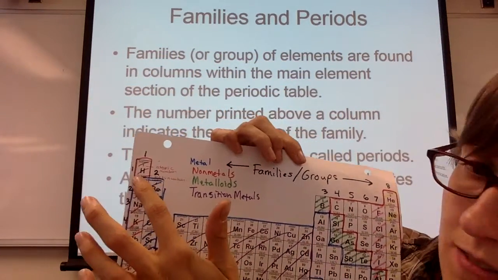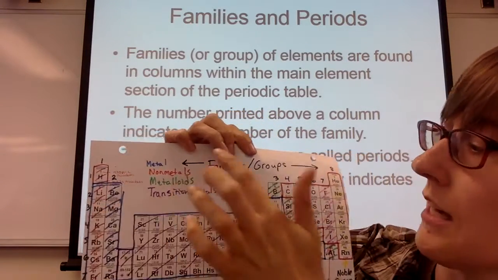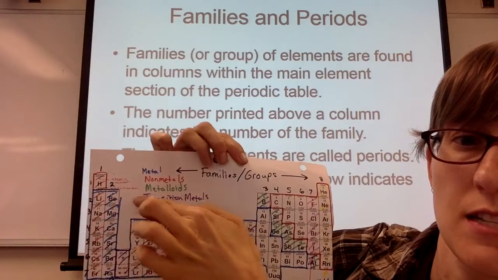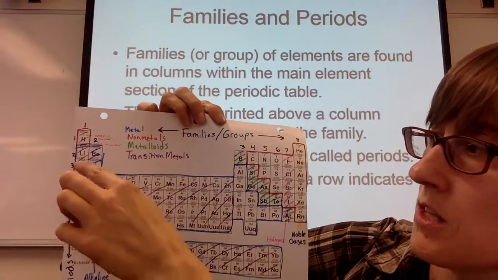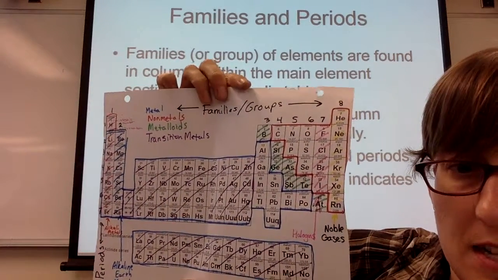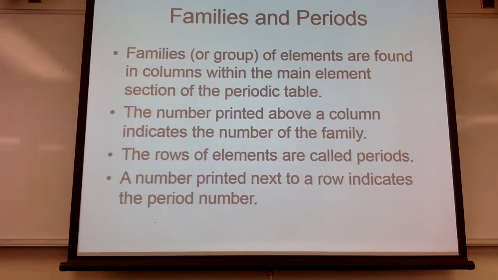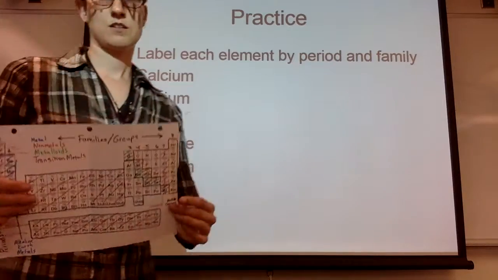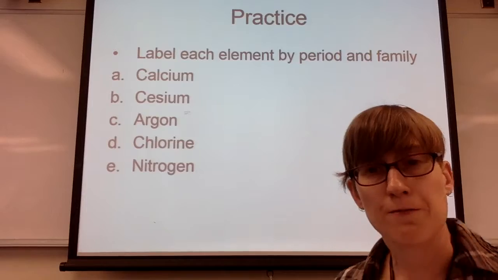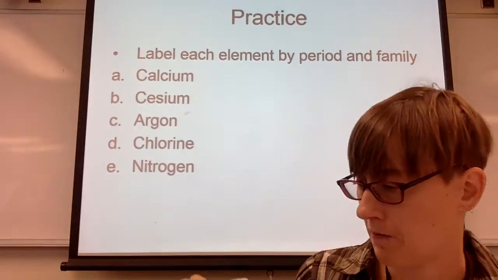Along the side, we have something called periods of the periodic table. So here, hydrogen and helium are in period 1. Period 2 is lithium, beryllium, etc. 3, 4, 5, 6, 7. These help us locate items on the periodic table. So take a moment now and try to find each of these elements on your periodic table and label them by period and family.